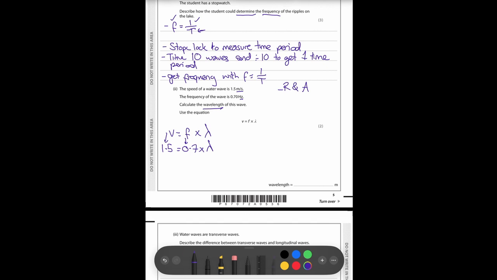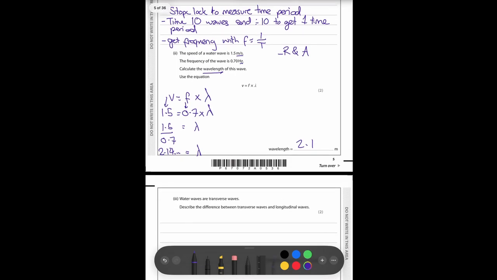Okay, now I need to rearrange it. So I'm going to say therefore the wavelength equals 1.5 divided by 0.7. Again, I'm making sure that I'm showing my work. I'm going to put that in the calculator, and I'm going to always write the full number off my calculator. So it's like 2.14 something something something. I'm going to write the full number off my calculator, and then even though it doesn't say it here, I'm going to make sure that I'm rounding to two significant figures on my answer line, just to get in a good habit of doing that. So I know that that wavelength is going to be 2.1 meters.